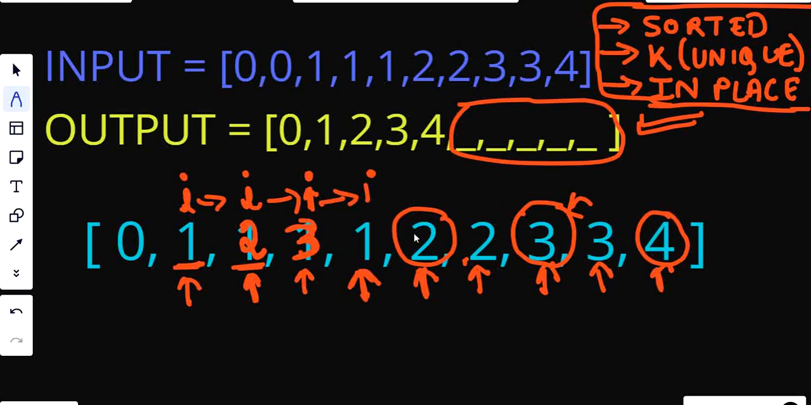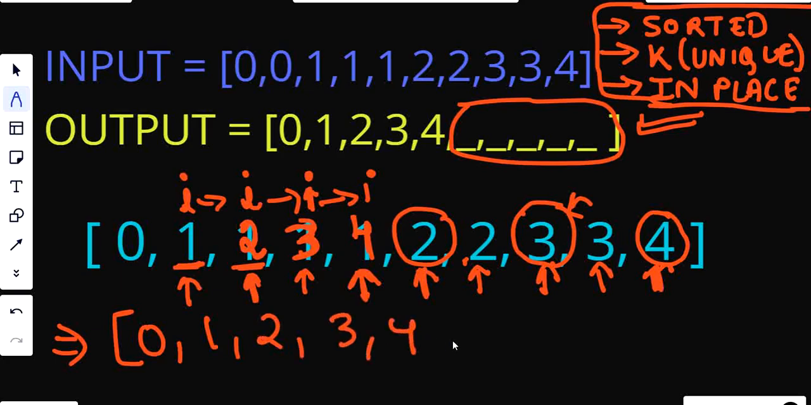And then again I will insert 4 at this place where my insertion index is, and at this point I can see that now I can't move my traversal index any further. It will go out of bound. That means we have traversed the whole array and we have transformed all these duplicated elements into the unique ones. So what will be the answer? Answer will be somewhat like 0, 1, 2, 3, 4, 2, 2, 3, 3, 4.